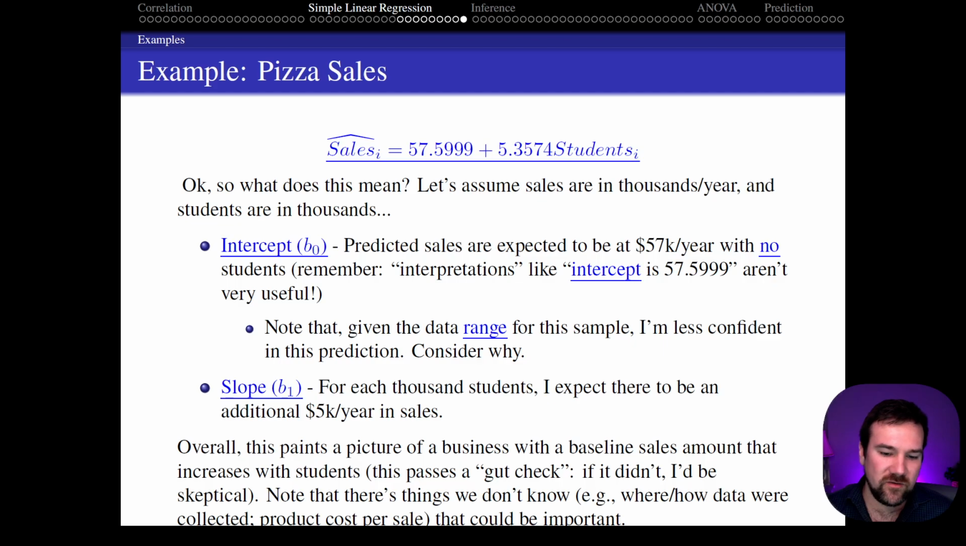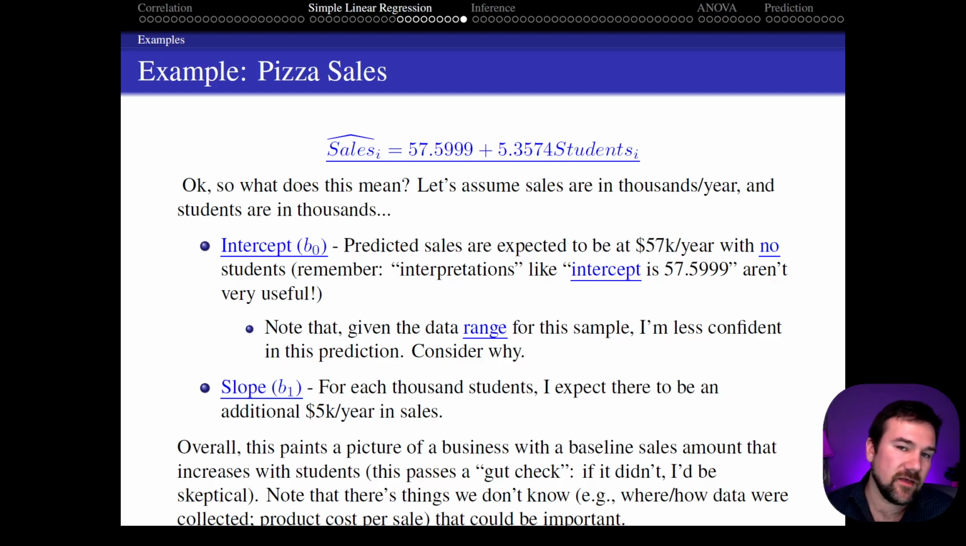What does this paint a picture of? Well, it paints a picture of a business that is making an okay amount of money, depending on what they need to break even, 57 grand, even without students. But with students, you can definitely see a bump in the sales. And again, it's about $5,000 for every 1,000 students. Does this pass a gut check? Yeah, it does. As they get more students, they get more money, but they're still functional without any students. They sell pizza to everybody else in the community too.